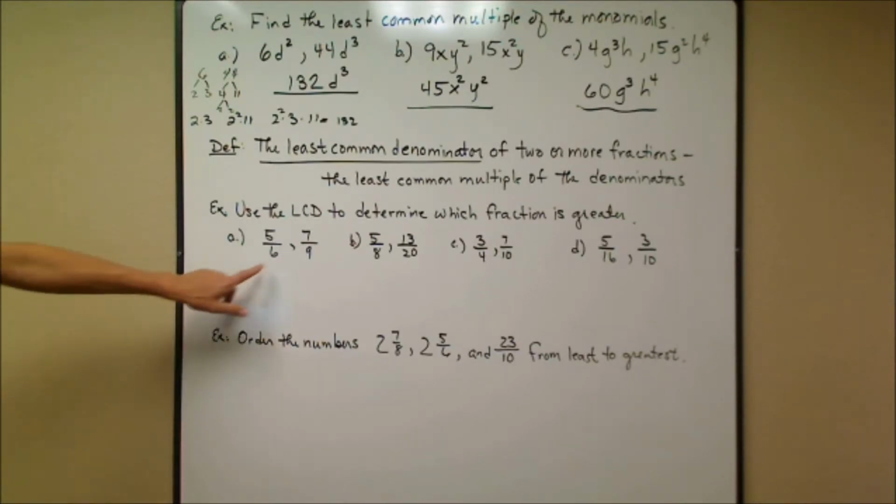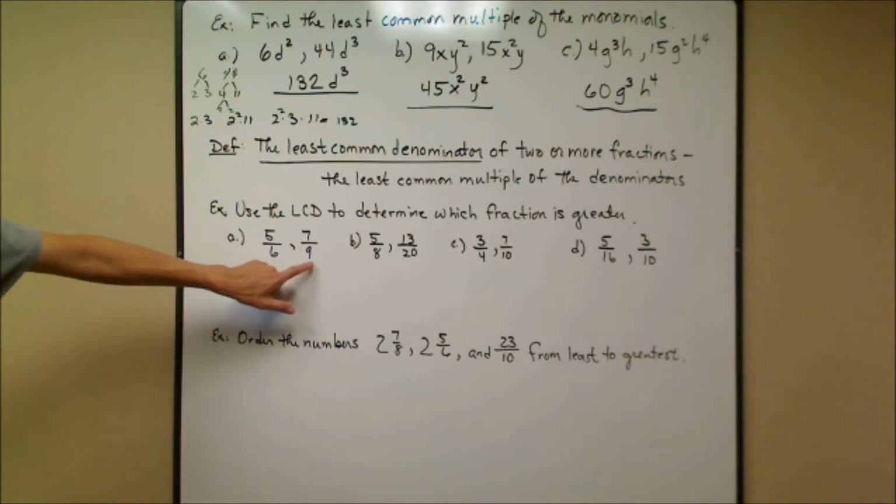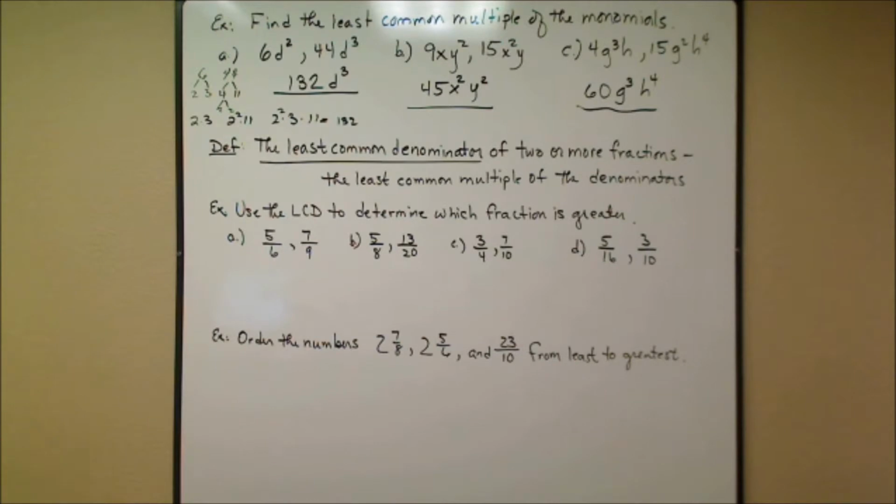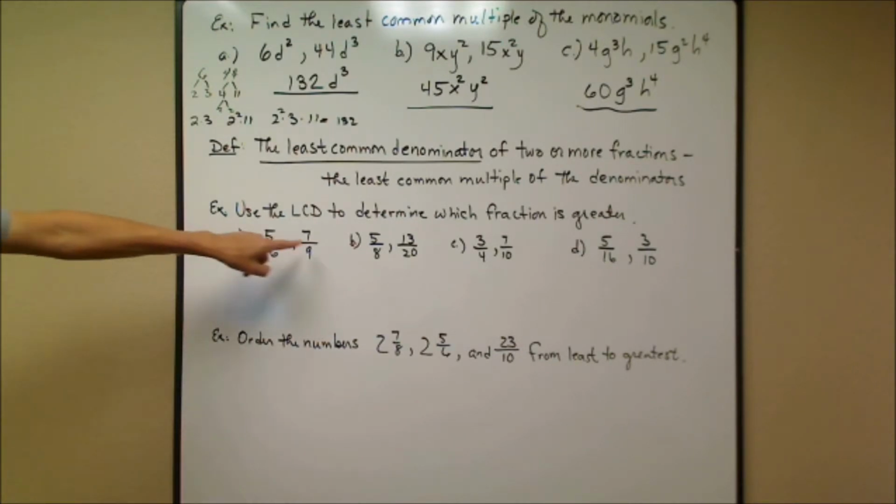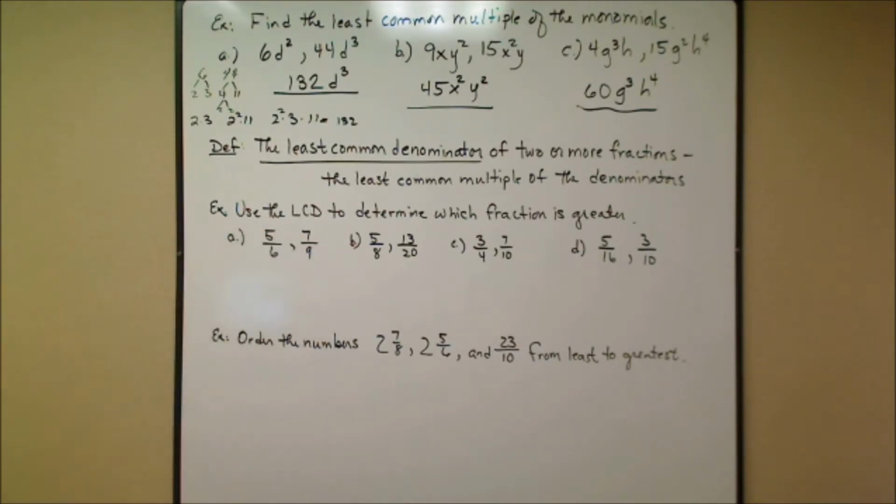So I look at these two denominators here, I look to see what the least common multiple is for 6 and 9, well it's 18. That would be the least common denominator of these two fractions right there and right there. So what I'm going to do is use what I learned in the last section about equivalent fractions, and I'm going to rewrite each one of these pairs of fractions so that they are using the least common denominator and that they're equivalent, and then I'm going to compare them to see which fraction is greater.